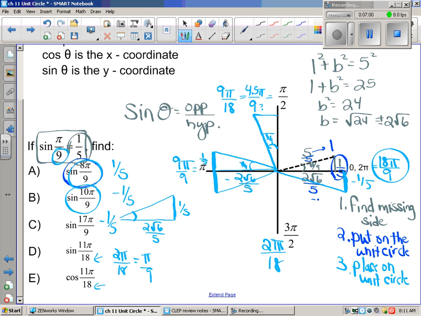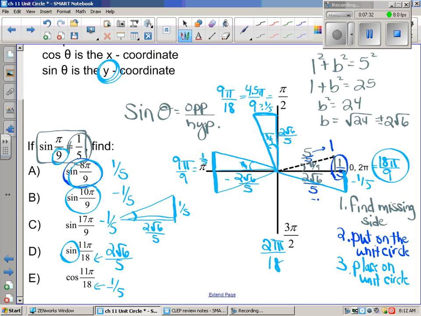Okay, now let's get a little perspective. I told you that there's always a short side and a long side. Do you see the short side has just moved to here? That's 1/5. And this is 2 root 6 over 5. But when they ask for the sine, it is always the y coordinate. So the sine of it this time is 2 root 6 over 5, and it is going up. And the cosine of that would be 1/5, except it would be negative because it's going to the left.